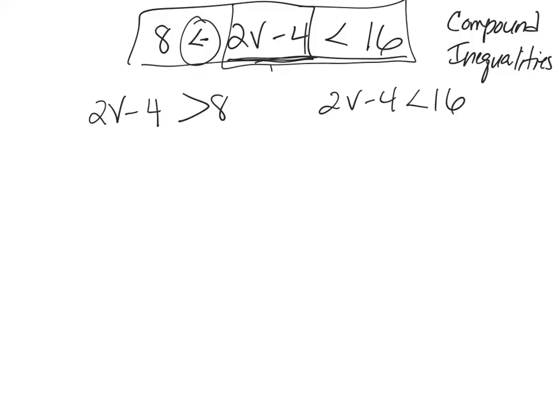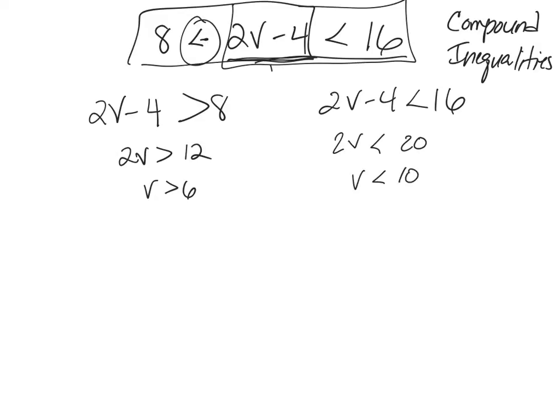The two problems? Then you solve those following the rules that we learned on Friday. So we're going to add 4 to both sides. We have 2v is greater than 12 when you add 4 to 8. And then v is greater than 6. And here we have 2v is less than 20 and v is less than 10.